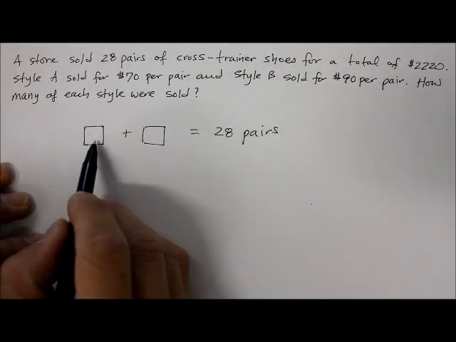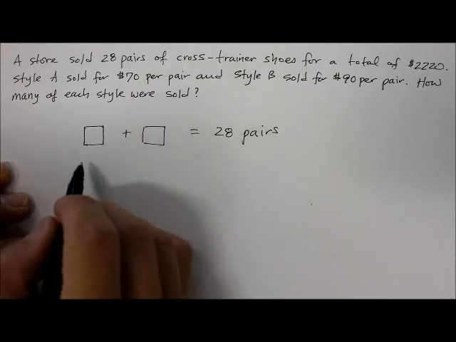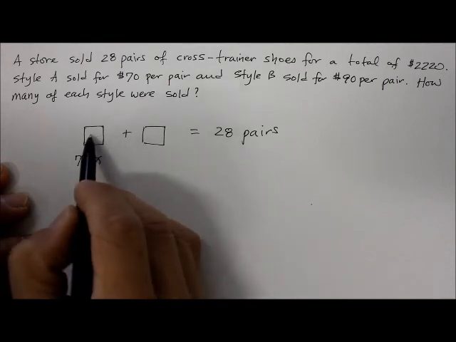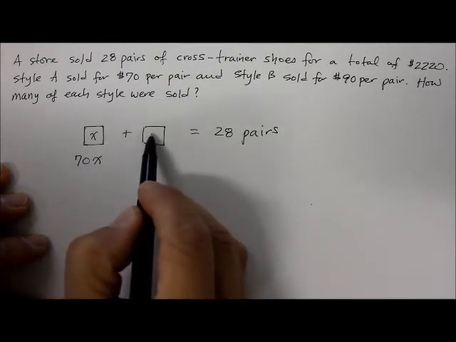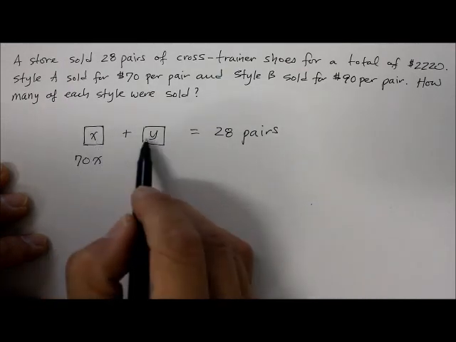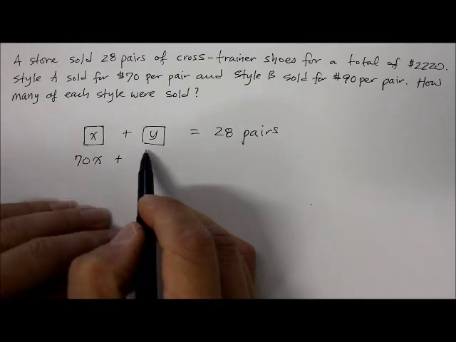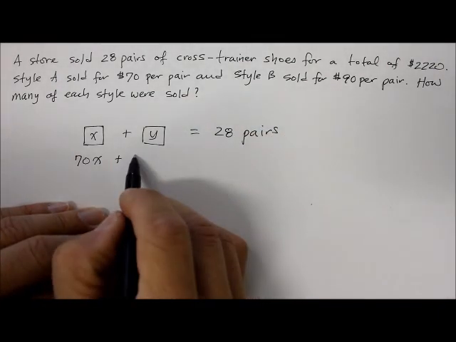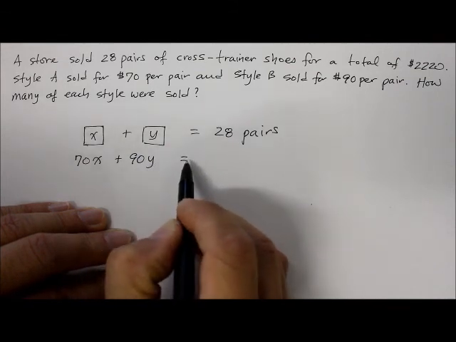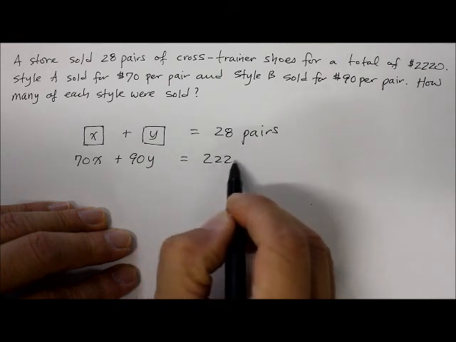And of the total number of style A that was sold, each pair is $70. So that's 70x. So let's call that X. Then this must be the style of B. I like the X and Y. So instead of saying A and B, I'll say X and Y. And so the second style sells for $90 for each pair. And together, they sold 28 pairs at a total of $2220.